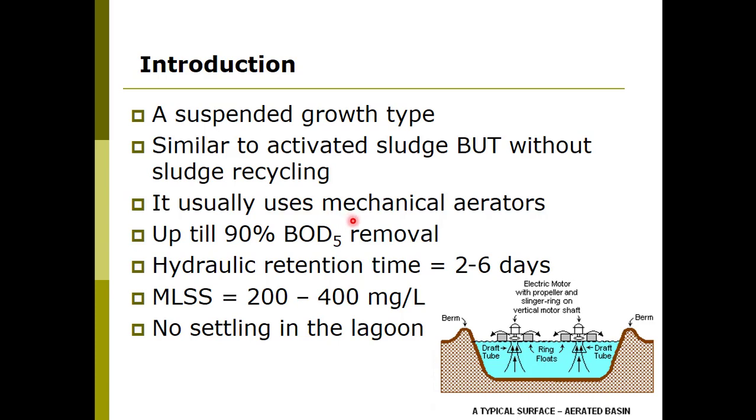Normally the aerated lagoons are very huge ponds with a very wide area, and normally we use mechanical aerators. Mechanical aerators can be floating aerators, or they can be submerged aerators such as air diffusers. As you can see in the picture below, this is a schematic diagram of an aerated basin with surface aerators.